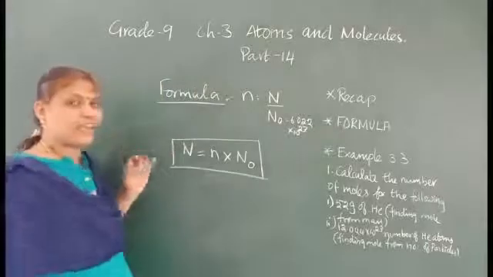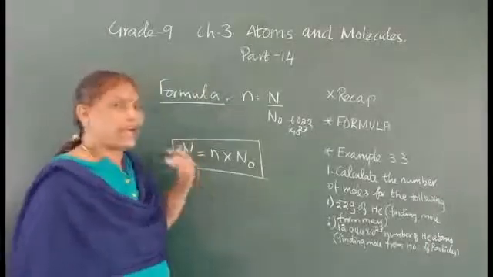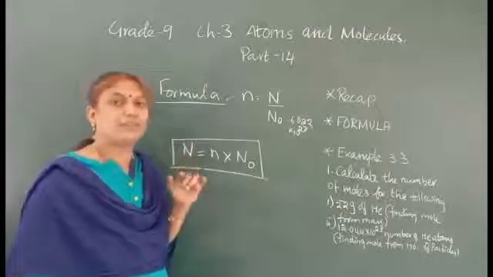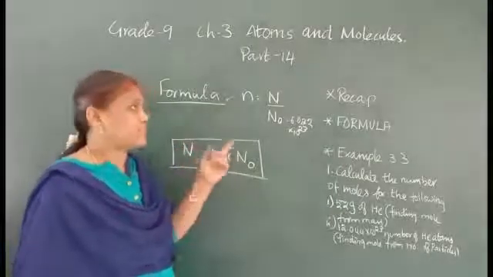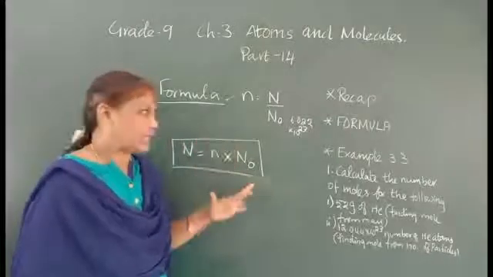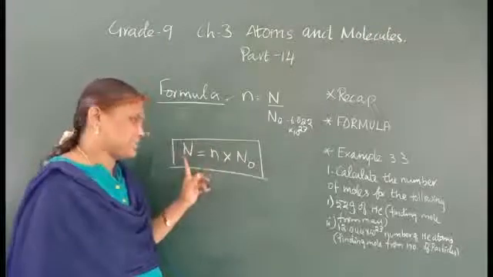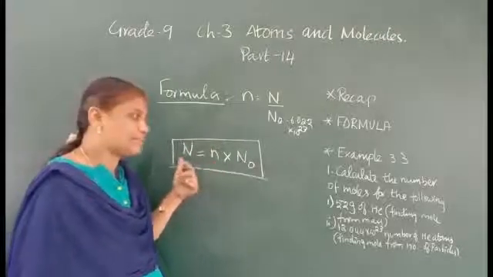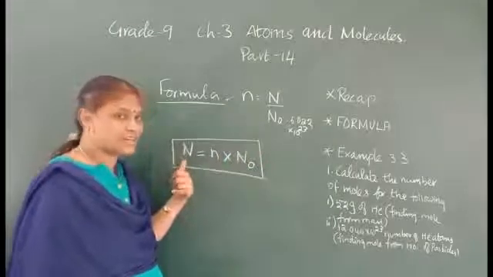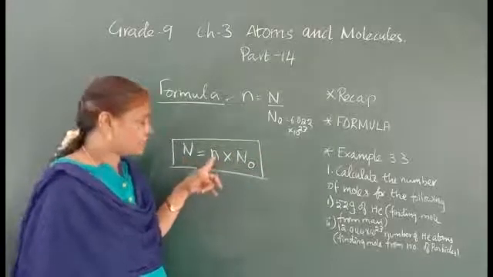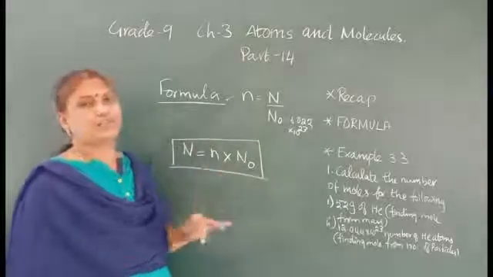What are they? n equal to small m by capital M, and then small m is equal to n into capital M. The next one is n is equal to capital N by N naught. Here capital N is the number of particles, n is the number of moles, and N naught is Avogadro's number. If they ask number of particles and the moles are given, then n into N naught. First, get these 4 formulas.